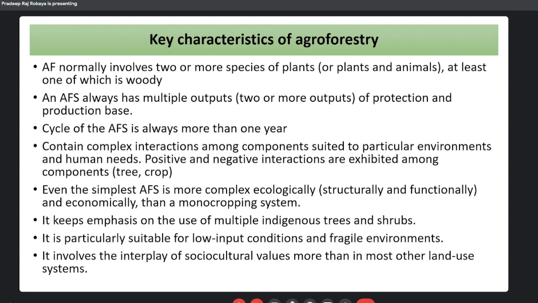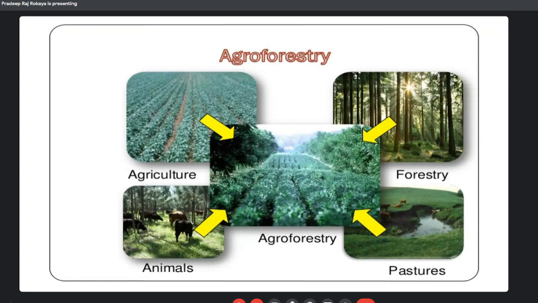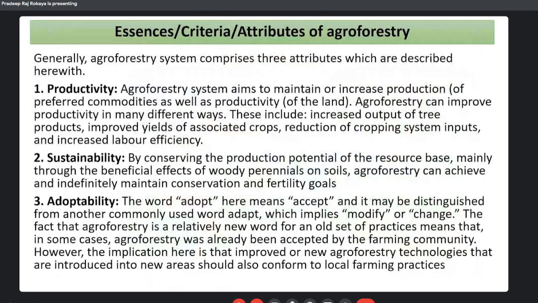It involves the interplay of sociocultural values more than in most other land use systems. Compared to other land use systems, the agroforestry land use system gives more value to sociocultural aspects. This is the agroforestry system: agriculture, forestry, animal, pasture. So, some essential criteria and attributes of agroforestry: there are three attributes.